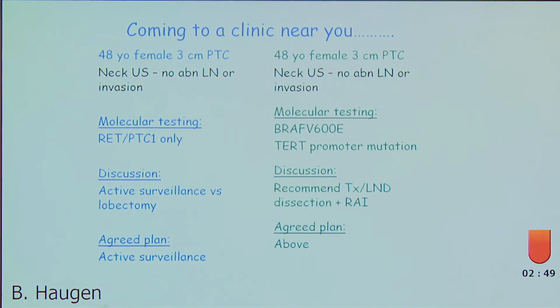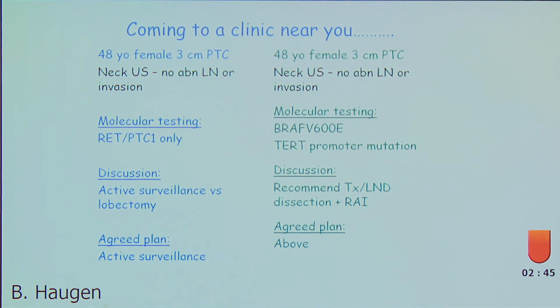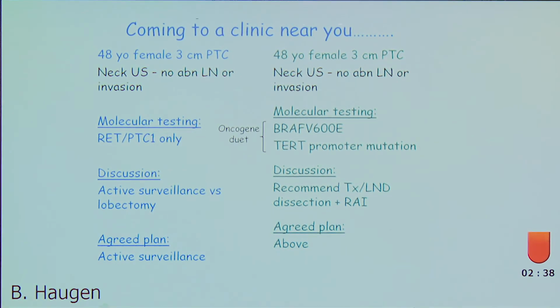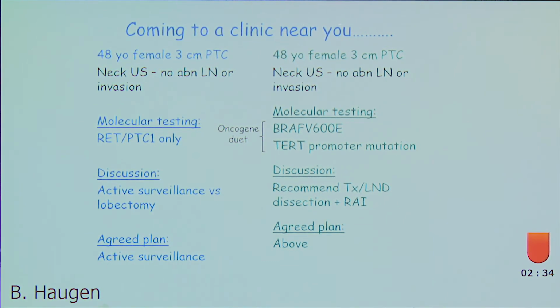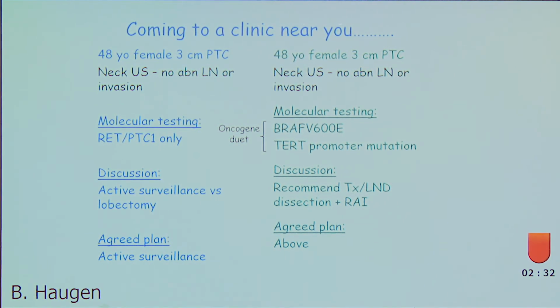If in fact this same 48-year-old female, neck ultrasound, no abnormal lymph nodes, no extrathyroidal invasion, we've got to be good with ultrasound, has this BRAF V600E and TERT promoter mutation, or as has been called by Ming Xiaojing and others, the oncogene duet, now we would recommend more aggressive therapy. Same tumor, same ultrasound, different genetics. And I think this is what we're going to be doing more of. People are doing it already now, but we're going to be talking about this and doing this more in the future. So with that, I'd like to thank you for your attention.